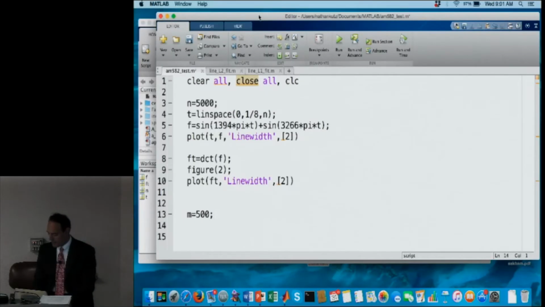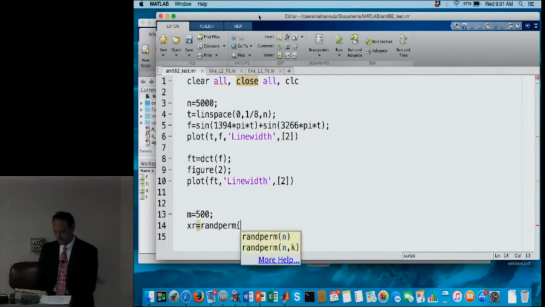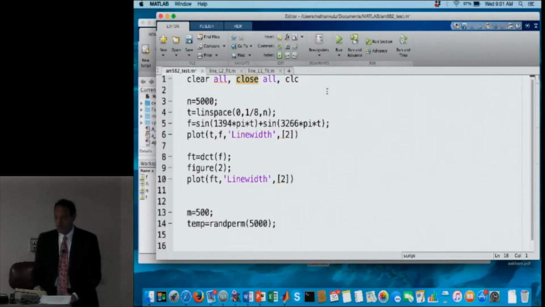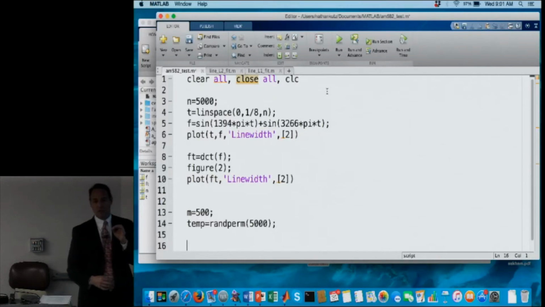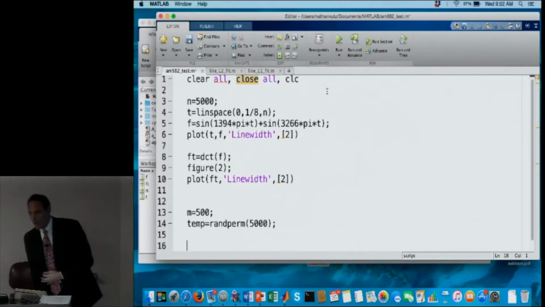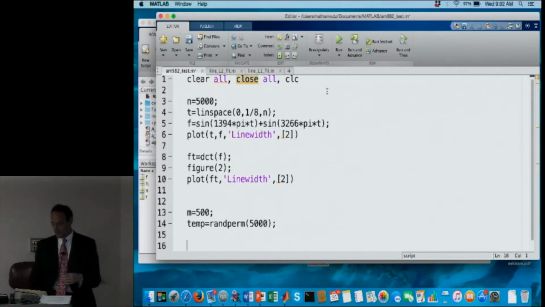Well, I'm going to make a measurement matrix, and I'm going to do, you remember the randperm command? Yeah, I used it before. Okay. So let's call this, actually, let's call this just temp. It's just some temp variable. randperm(5000). So what randperm(5000) is going to do is take numbers from 1 to 5,000 and shuffle them randomly. Okay? And what I'm using these 5,000 for is to tell me the points I'm going to measure.